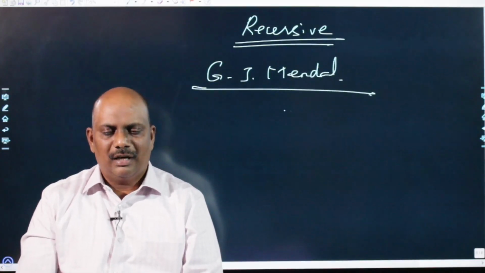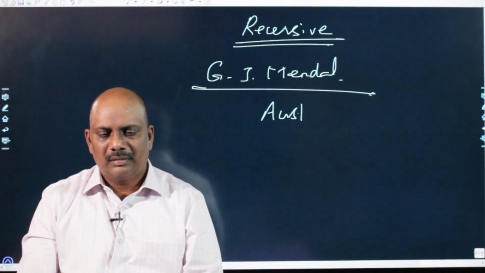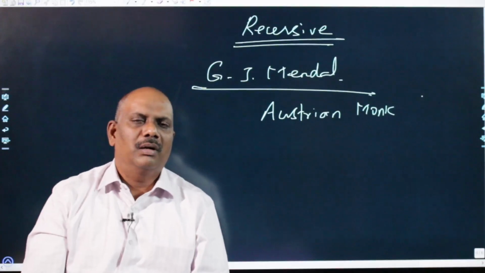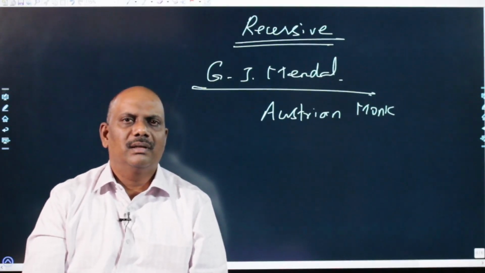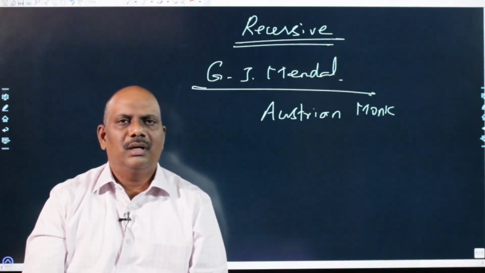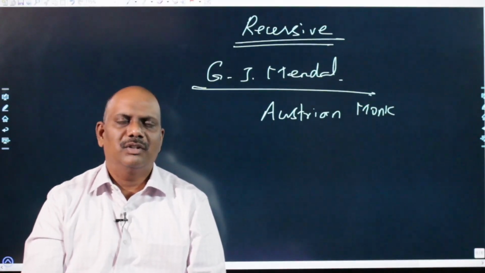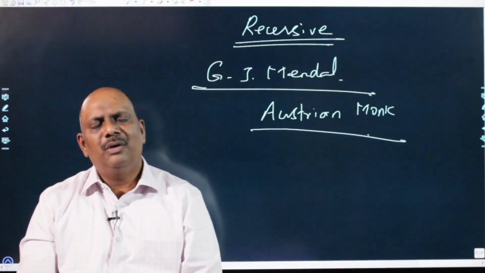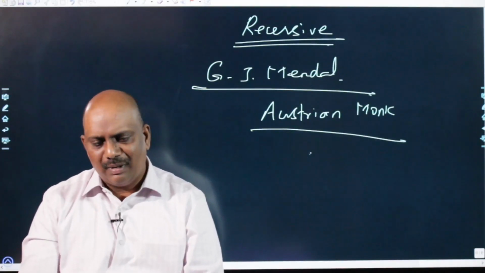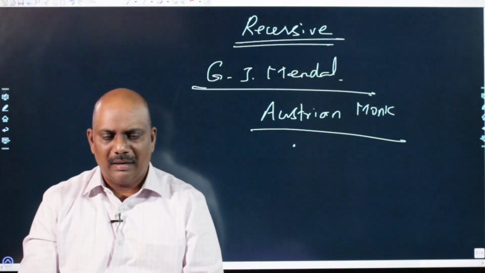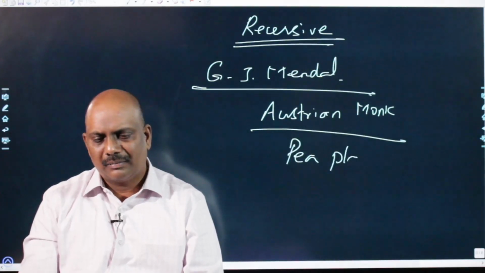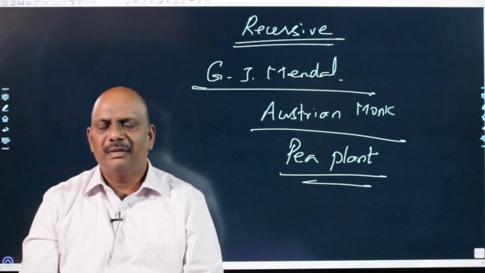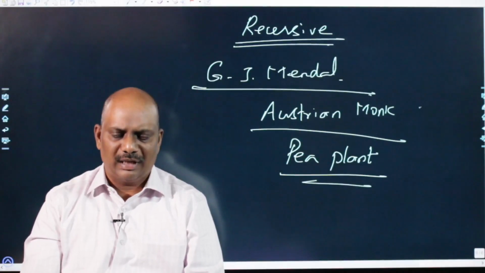he was a great Austrian old monk, or Austrian old monk, whatever may be the thing. He had a lot of free time, and during his free time, he did some experiment with the Pisum sativum plant, the pea plant.